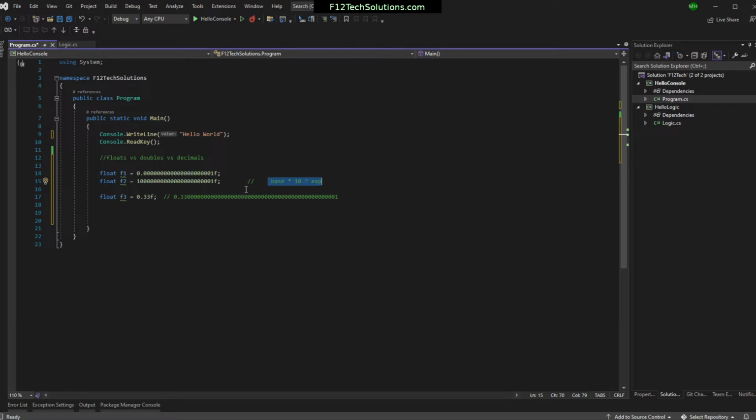Very good for money? It is horrible for money. Absolutely horrible. What would you use for money? For money, we use decimals.